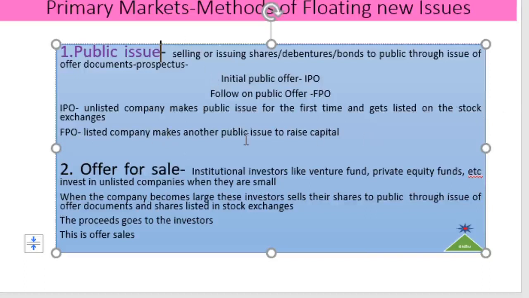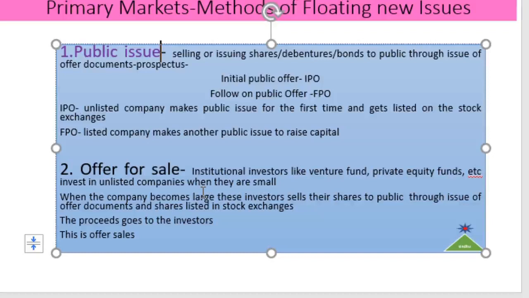This is the first method. Second method is offer for sale method. Selling security in the primary market through offer for sale works like this. Institutional investors like venture funds, private equity funds, etc. invest in unlisted companies when they are small. Subsequently, when the company becomes large, these investors sell their shares to the public through the issue of offer documents.